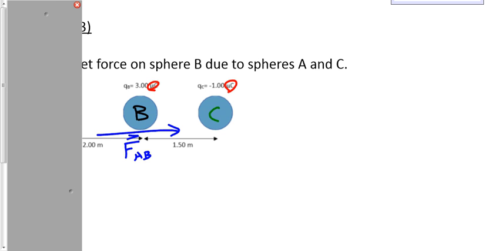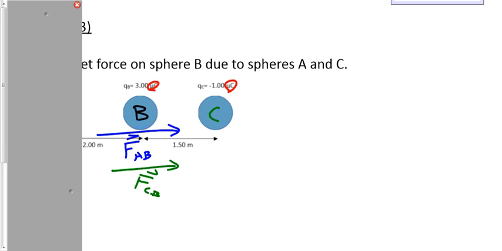C and B, do they attract each other or repel each other? Jason? Yeah, they're going to attract each other because they're opposite charges. If they attract each other, which way does B go as a result of that? Towards C or away from C? It's pulled towards C. Now, C would be pulled towards B as well, right? But we don't care. I'm going to call this FCB, my FCB force.